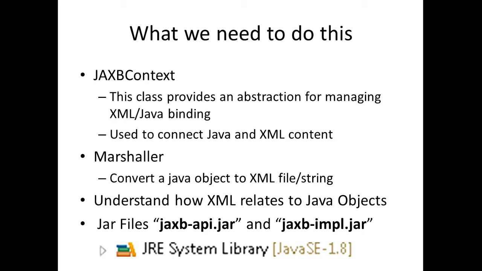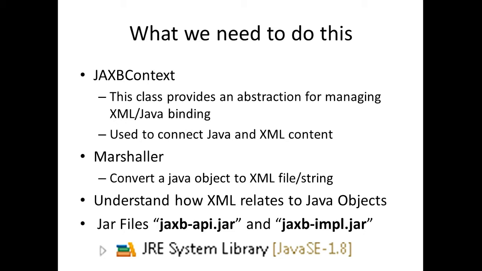Another way to explain it is that it's used to connect Java and XML so that the Java objects can relate to that XML content. Another thing I want to talk about is the marshaller. Now, the marshaller is another object within JAXB that is used for converting a Java object to an XML file or a string.